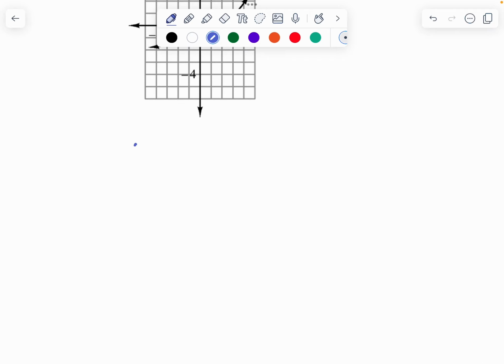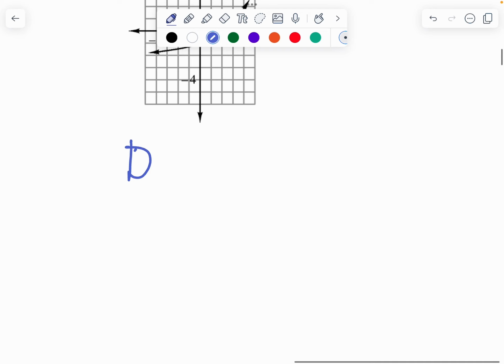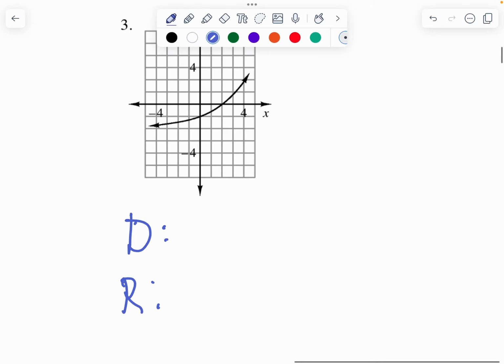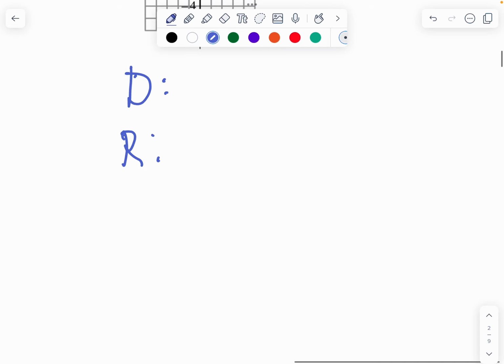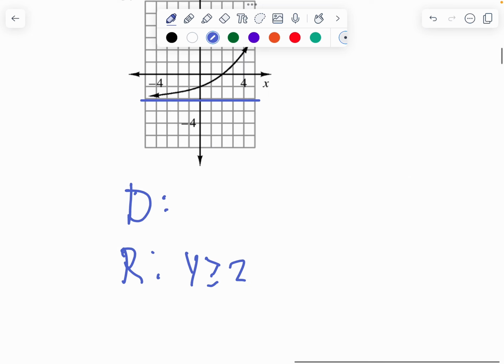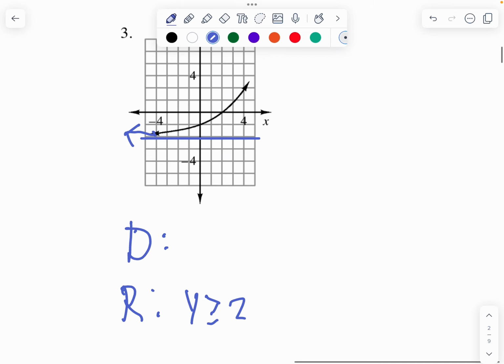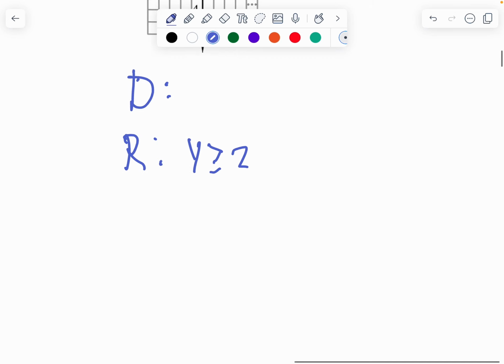This one, domain and range. There's going to be a horizontal tangent right there at -2. So we're going to say Y must be greater than or equal to -2, and it will continue to go in this direction forever, and same with this direction forever. So domain X is equal to all real numbers.